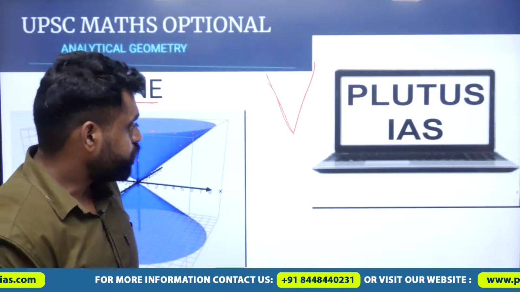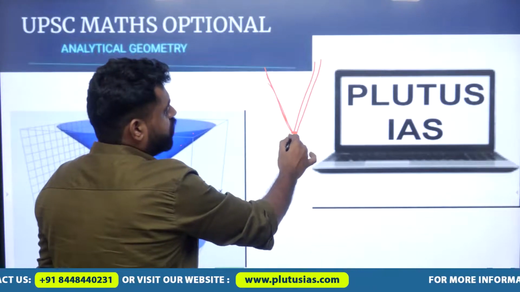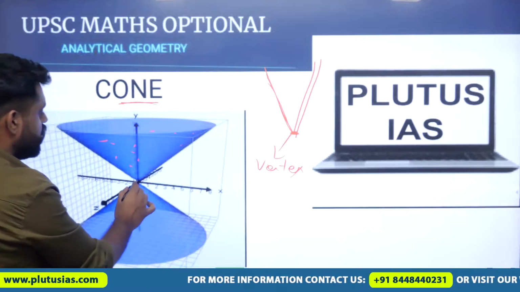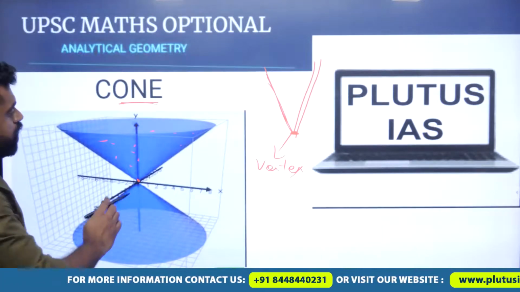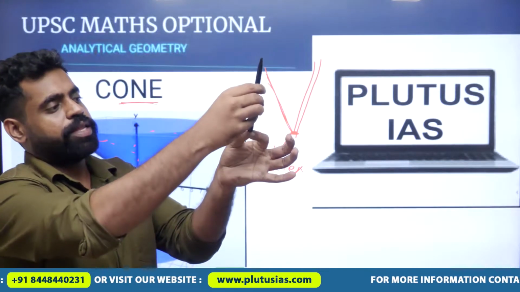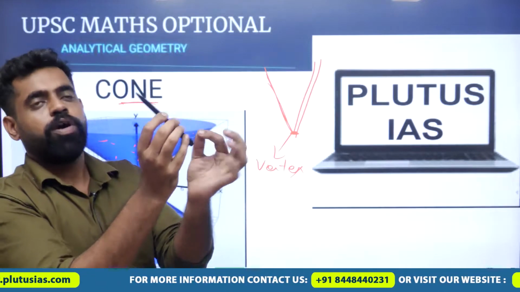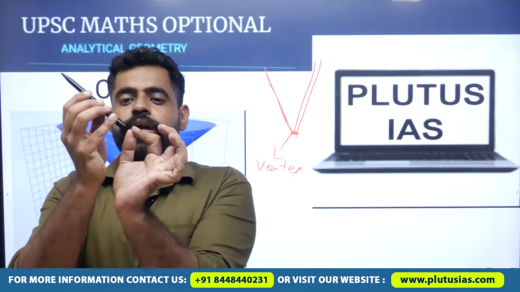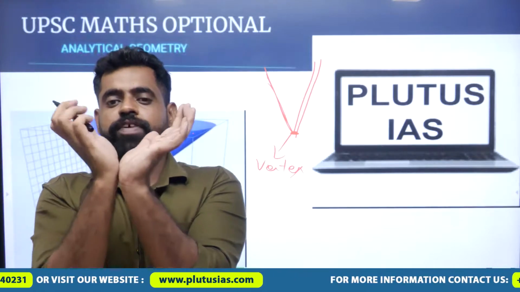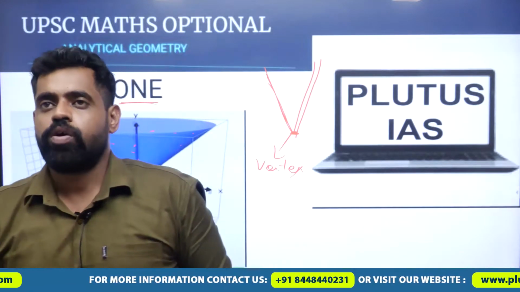So basically, what is a cone? Suppose this is a fixed point, called the vertex. In this case, this is the vertex. You draw many lines here, infinitely many lines through this point. What shape do you think it will form? It will form a cone. If you take a fixed point and many lines passing through that fixed point, then the locus of these lines is called a cone.